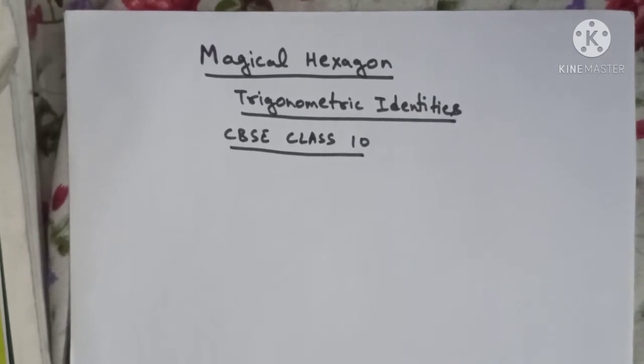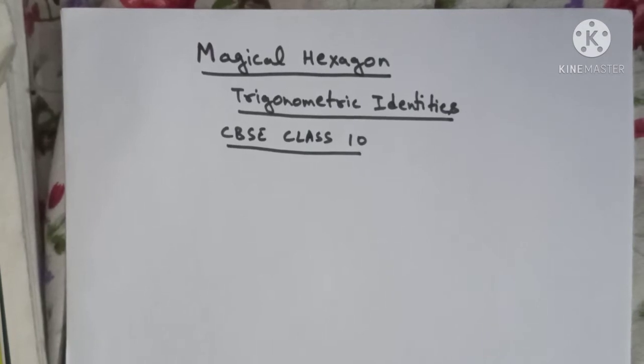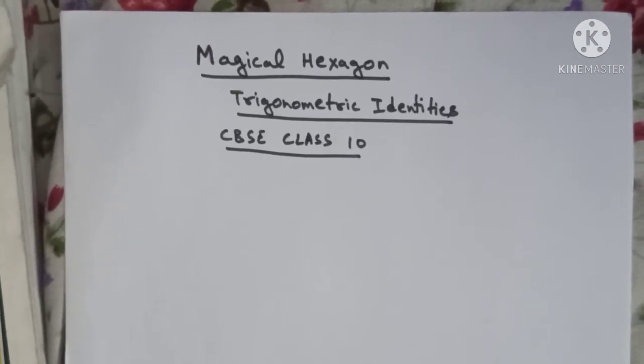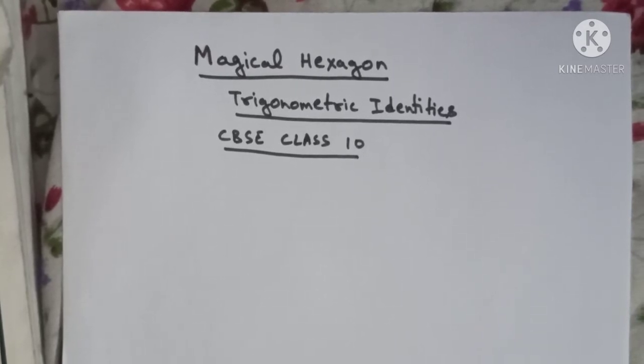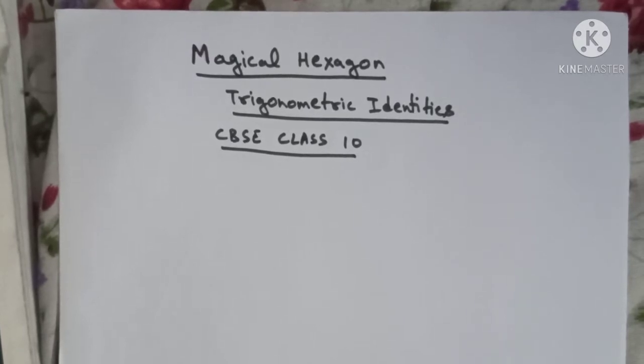Okay, good morning, class. Today I am going to discuss a very interesting topic of CBSE Class 10, that is trigonometry. Here we will be discussing trigonometric identities, and basically we will discuss a magical hexagon. Why am I calling it a magical hexagon? Because with this magical hexagon you can remember almost 40 trigonometric identities.